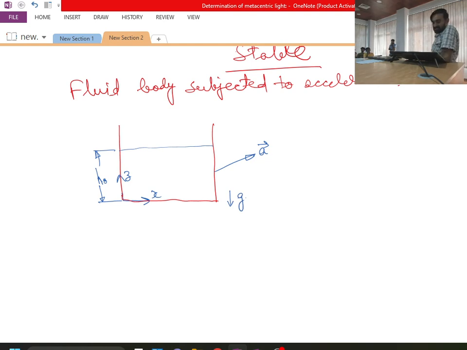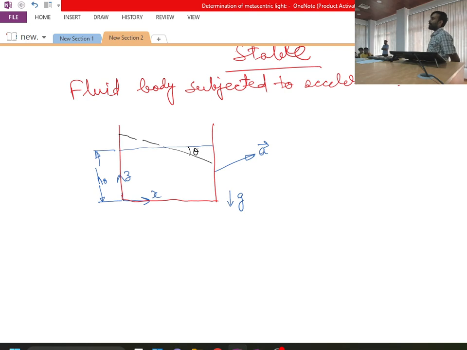Now whenever I give acceleration, of course depending upon the magnitude of the acceleration, I will find that this free surface will be disturbed. If you have a water bottle, if you carry it in your hand and move with some constant acceleration, you will find that the free surface will take some angular position, at some angle it will be balancing. So let me consider that it has acquired a new position, something like this, which is at an angle theta.